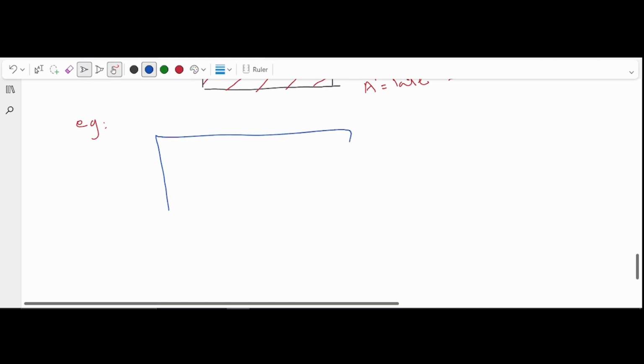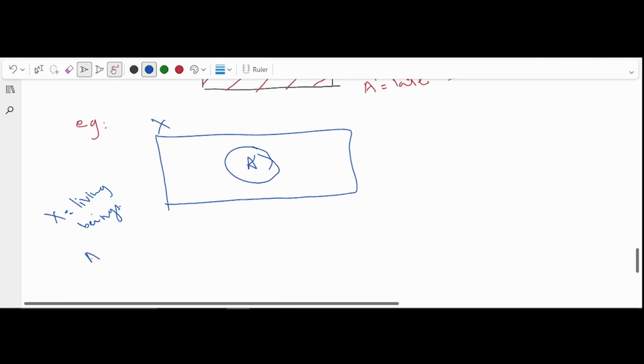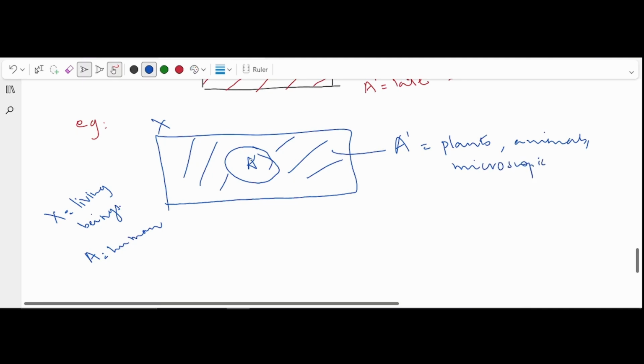This is the set of X, where X is living beings, right? And this is a set A, where A is human. Okay, so the remaining part that is not considered in A, A dash, will consist of plants, animals, microscopic organisms, birds, fishes, and many more.